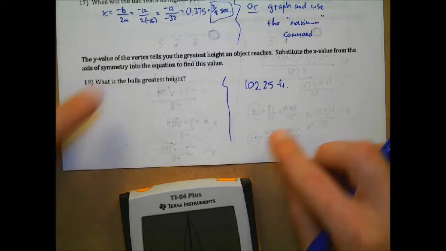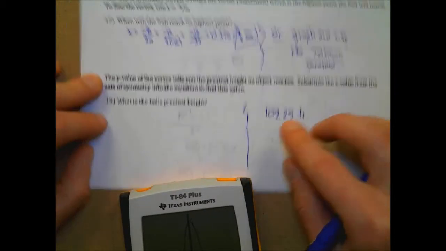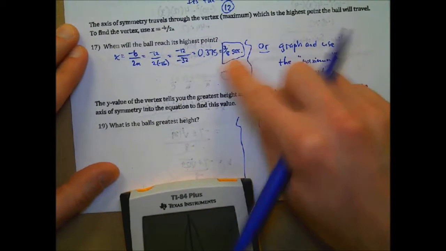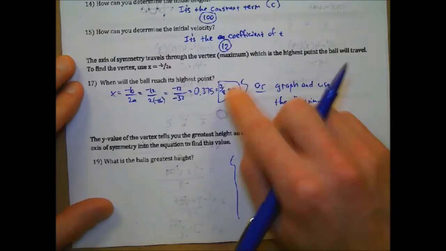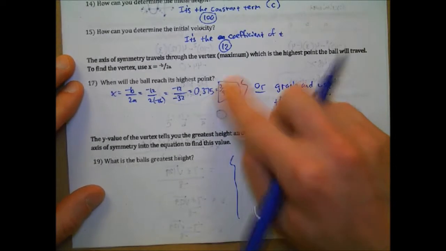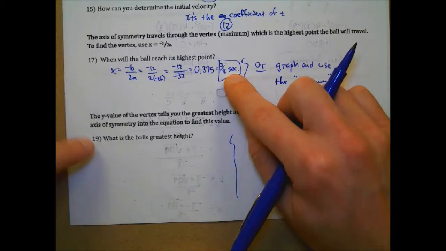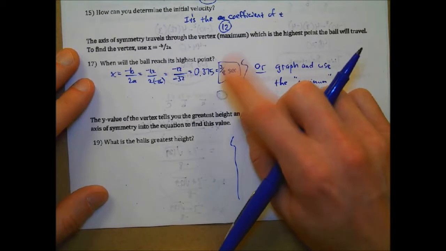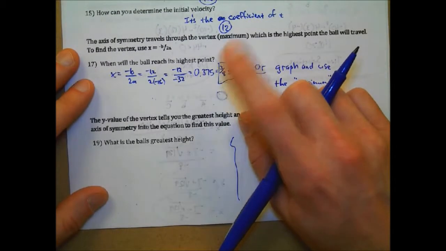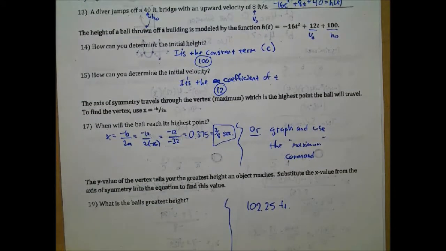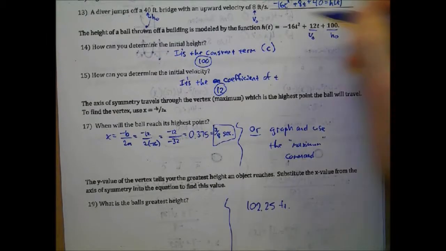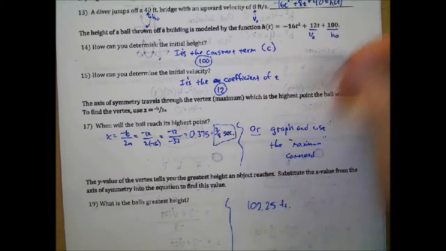If we don't want to use our graphing calculators, we can take this time of 3/8. This is the time when it reaches its highest point. If I have the time when it reaches its highest point, what can I do with that to then find the actual height at that time? Here's my function. What can I do with that 3/8 of a second to figure out what the height would be at that highest time?